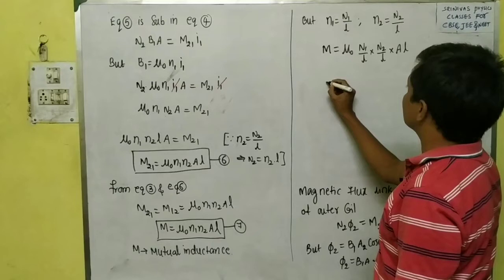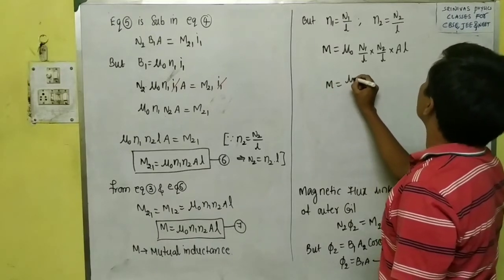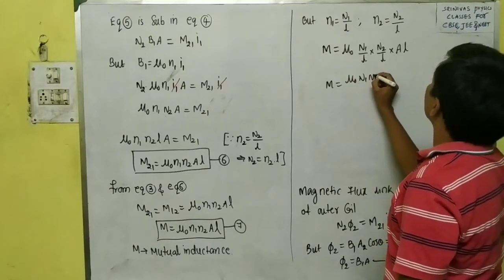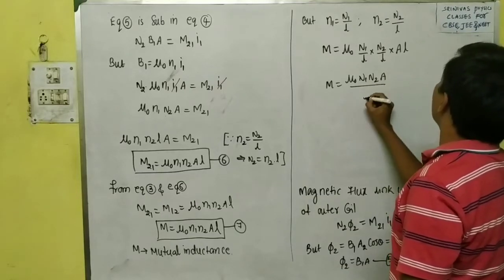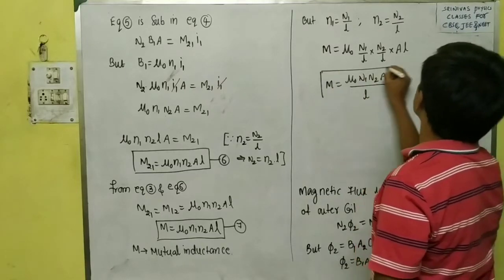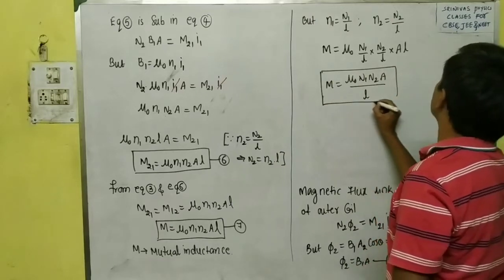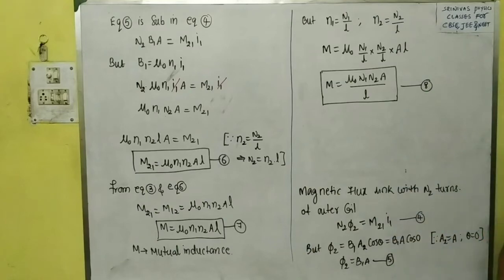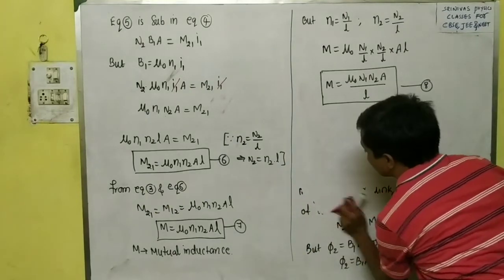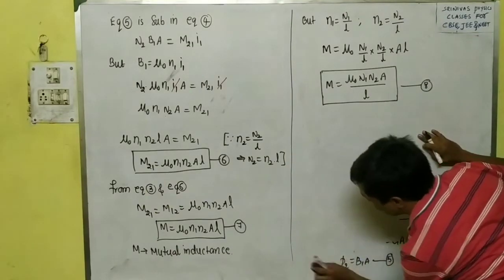This we write like this, that is mu naught N1 N2 A by L. This is also the mutual inductance between the two coaxial solenoids. This is equation 8. And the next important point I will explain in the note.